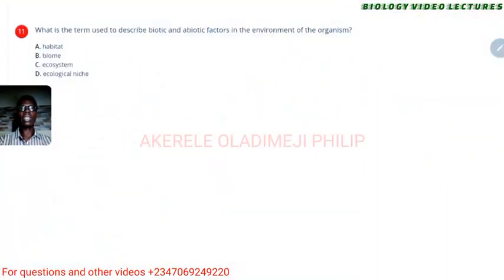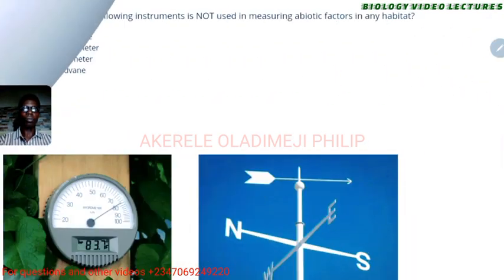Now, what is the term used to describe biotic and abiotic components or factors in the environment of the organism? I think I mentioned that earlier on. So when we say biotic and abiotic put together, that's what we call an ecosystem. The biotic are all the living things, and the abiotic are the non-living things, temperature and other things like that. So the answer is ecosystem. All right, moving on.